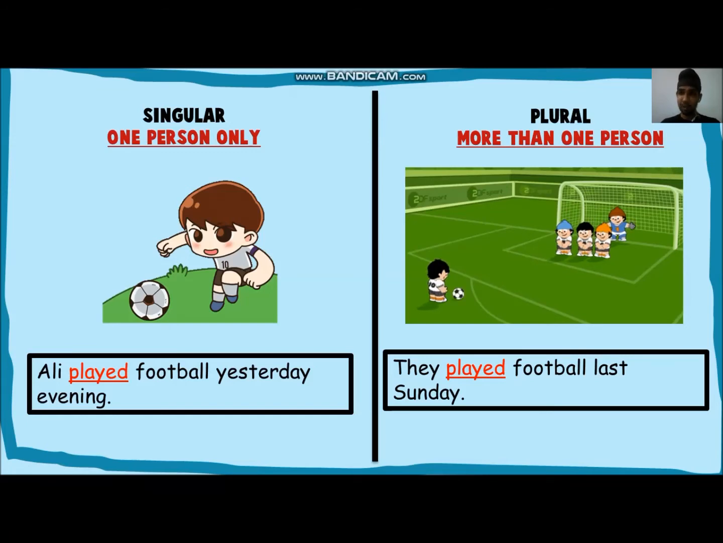What is the conclusion? For past tense, no matter if the subject is singular or plural, the verb is the same. How is it the same? We must add ed after the verb.